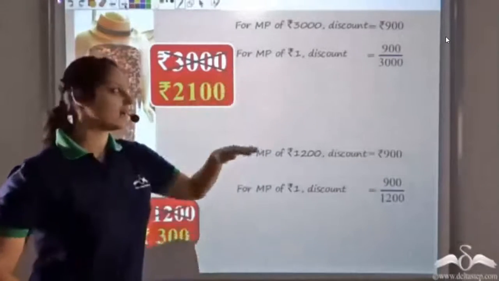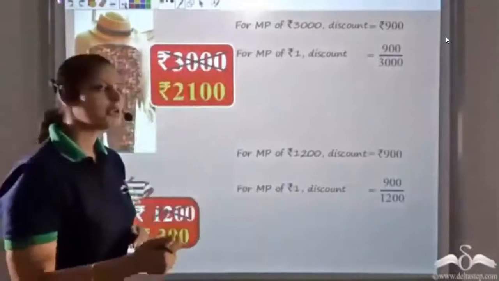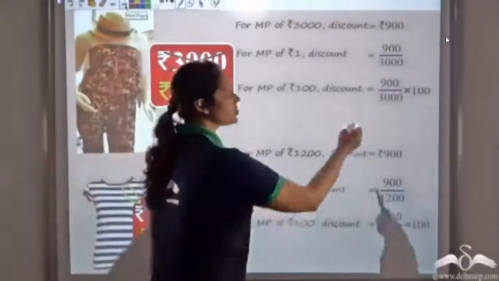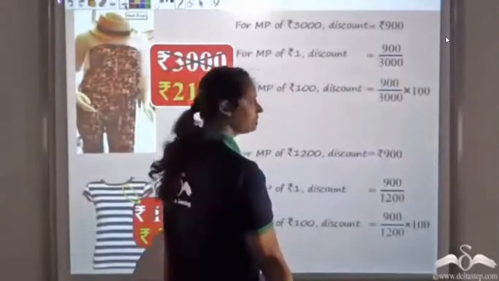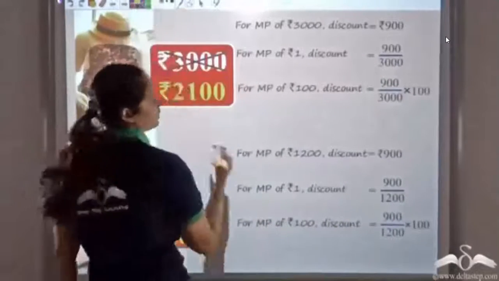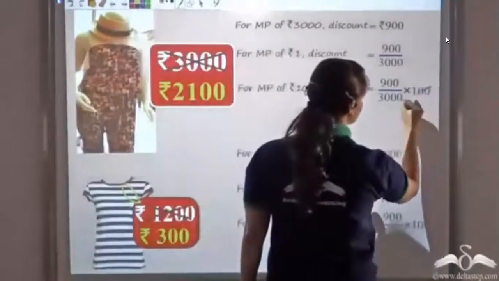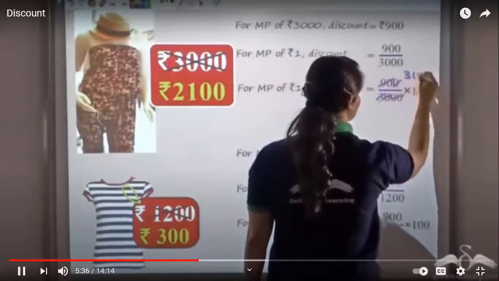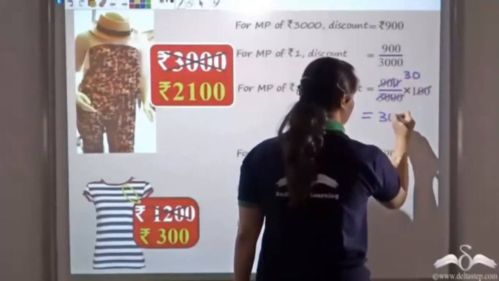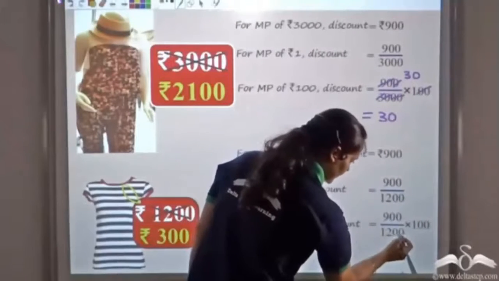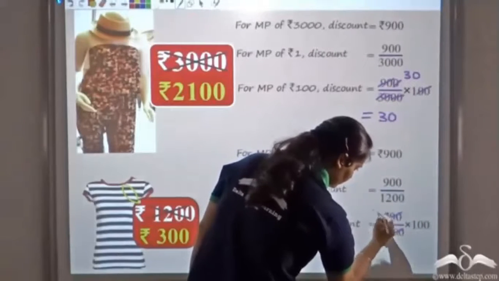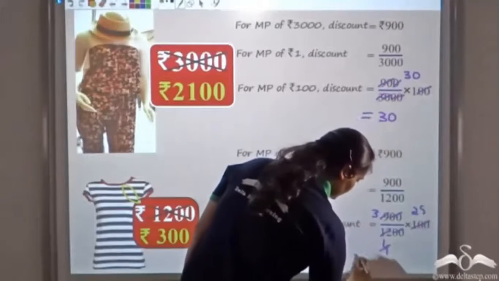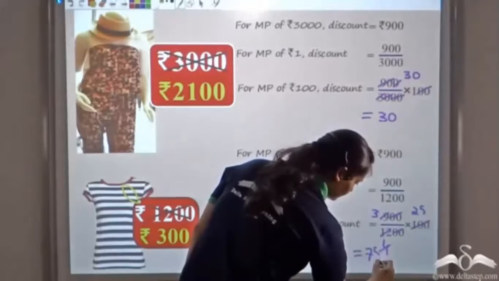Now, since we found it for 1, which is a small number, we can find it for 100 to compare the two. So what we do is we find it for 100 by just multiplying by 100. Now this gives me 30 here. So this is 30. And in this case, I get 25 into 3, which is 75.